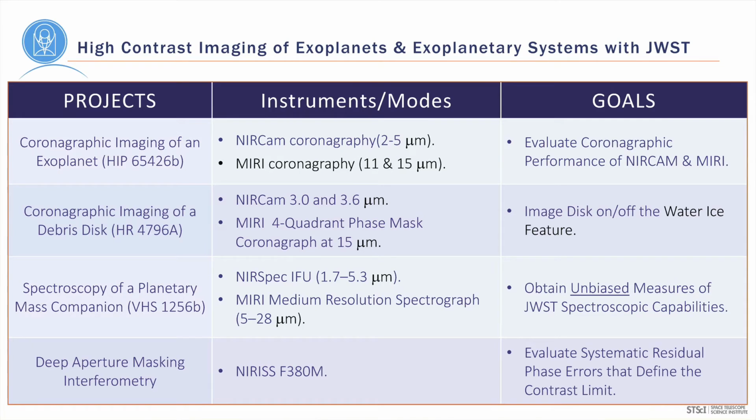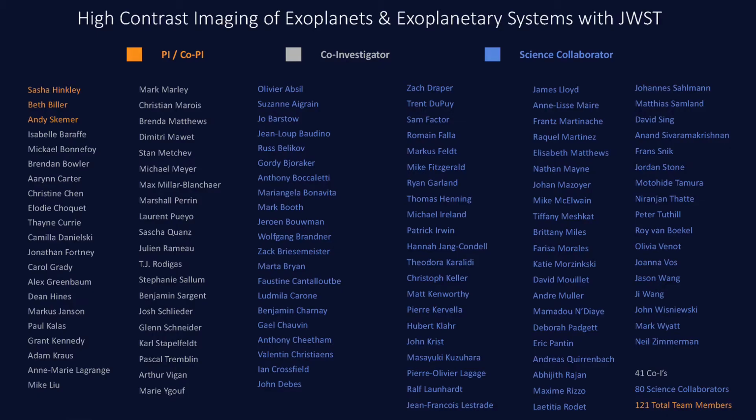And finally, we will also obtain deep aperture masking datasets with the AMI mode of NIRISS, with which we will evaluate the systematic phase error of this mode that defines the contrast limit for aperture masking interferometry. Finally, I will just leave you with our team member list, which includes 40 co-Is and 80 science collaborators all over the world. Thank you.